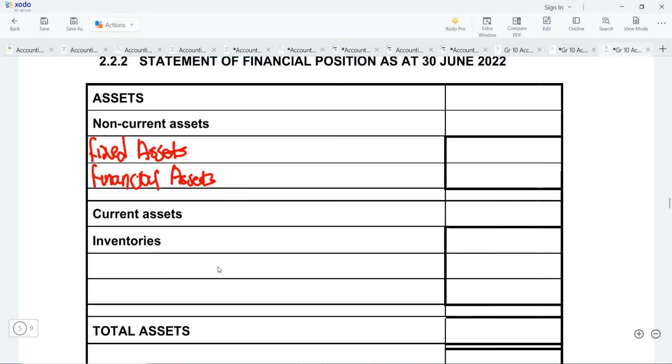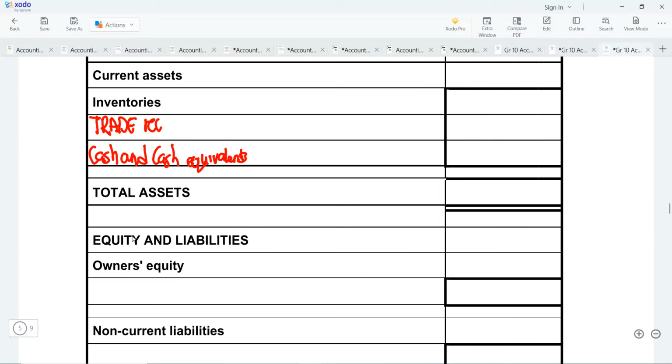Under current assets, remember, we're going to have inventories. We're also going to have trade and other receivables, so I'll just write trade receivables because we won't have space. And then here I'll write cash and cash equivalents. Remember, as a learner, you don't have a license to use abbreviations. And then we'll have our total assets.